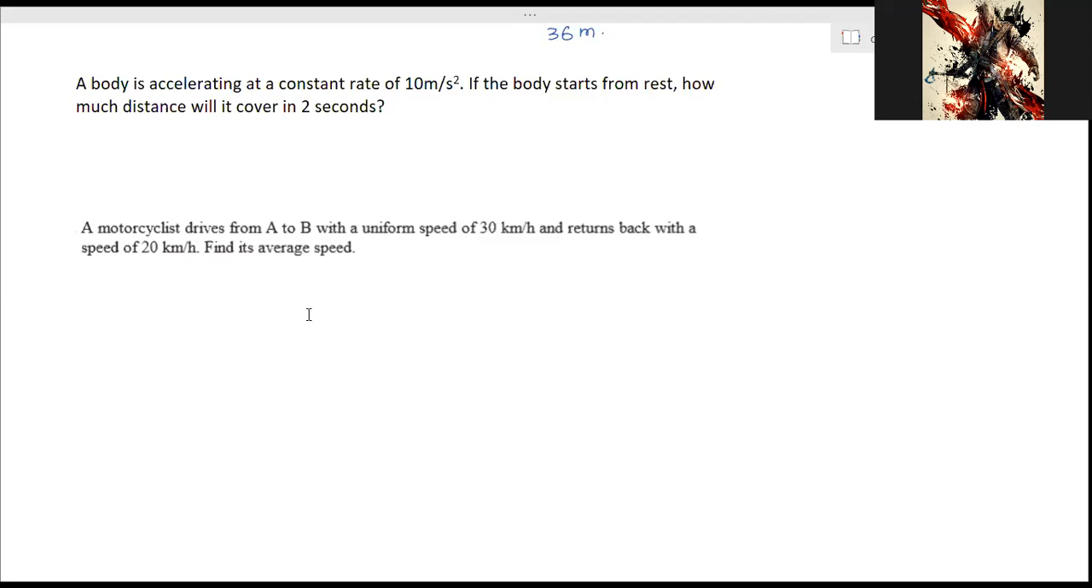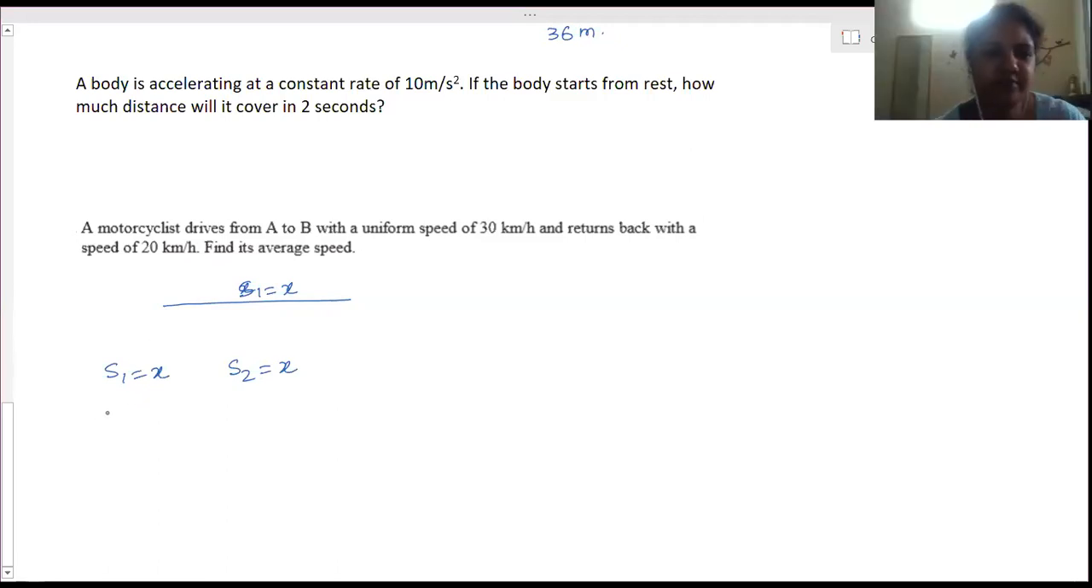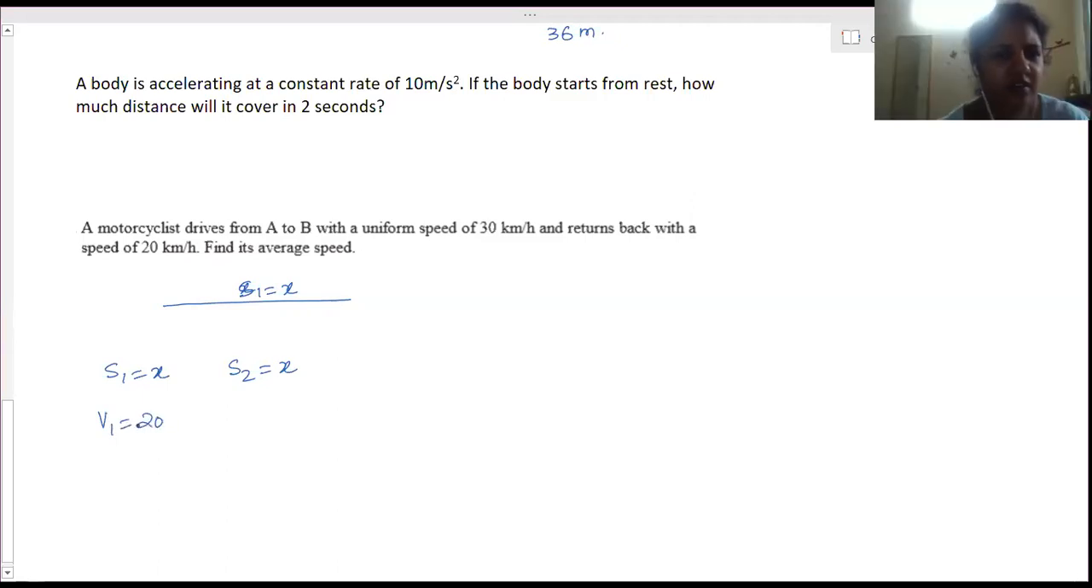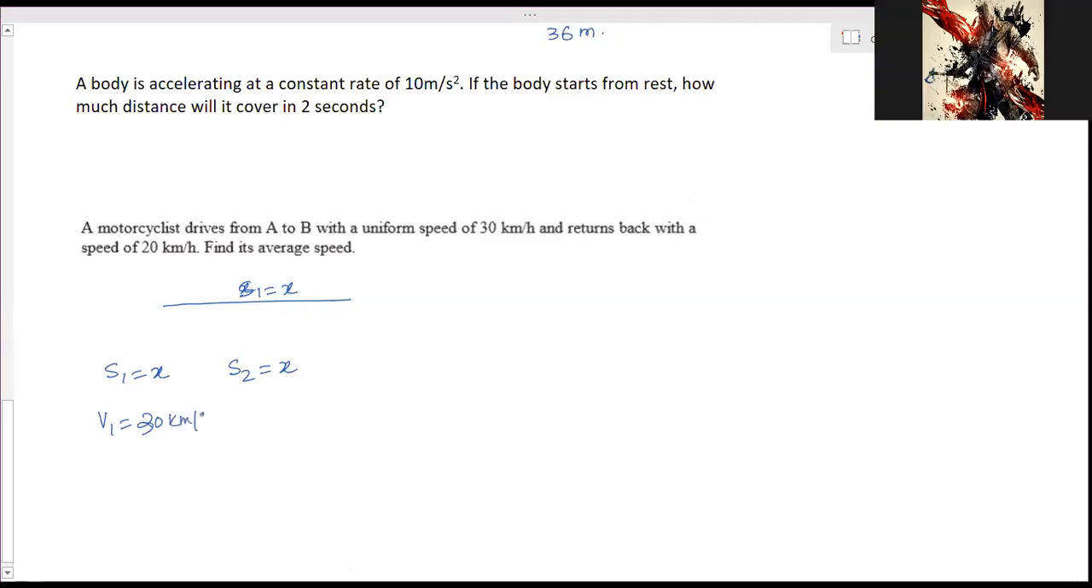Let the distance be x because it's the same for both, the same distance going and coming back. S1 is equal to x. S2 is also equal to x. V1 is equal to 30 kilometer per hour, V2 is 20 kilometer per hour. T1 will be x by 30, and T2 will be x by 20.